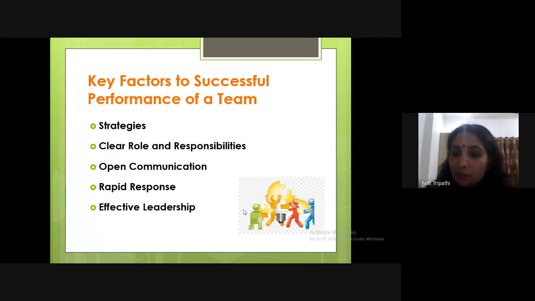Clear roles and responsibilities, very important. Distribution of role and responsibility, clarification of role and responsibility. We have already understood that if people are evenly distributed the roles, if they are motivated about their responsibilities, then definitely they would be working in a healthy manner.